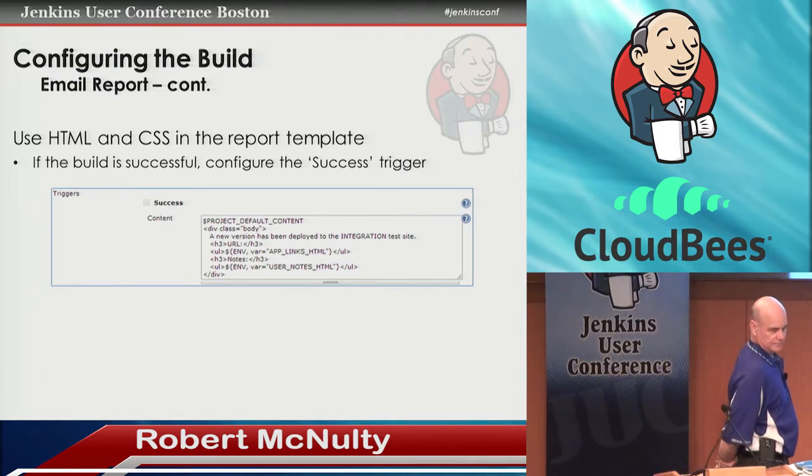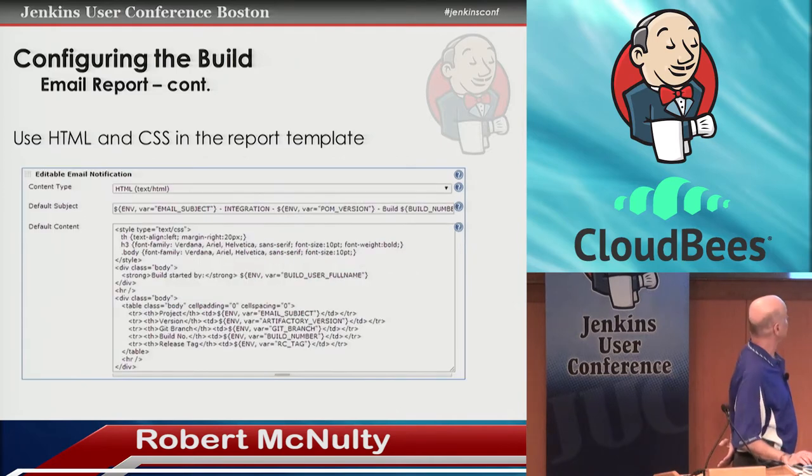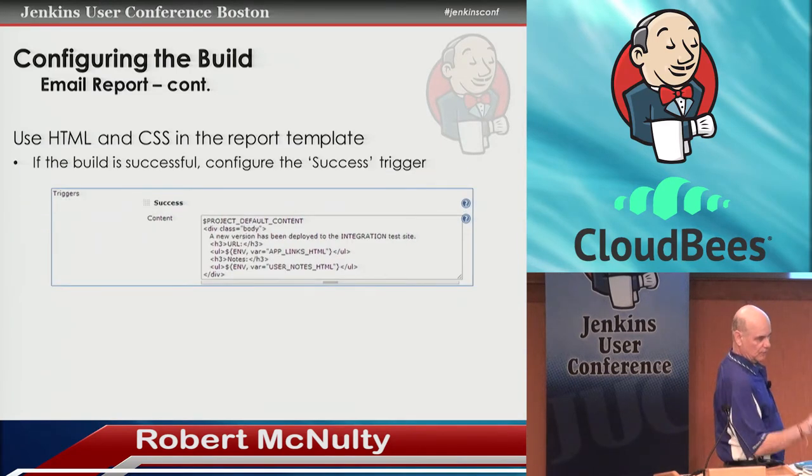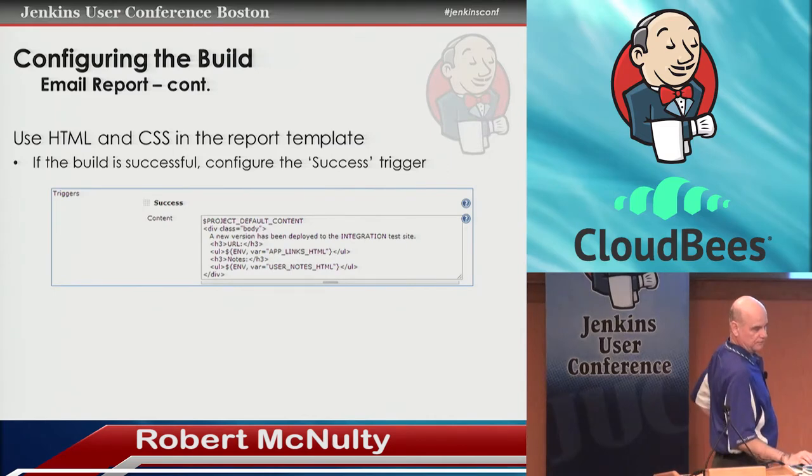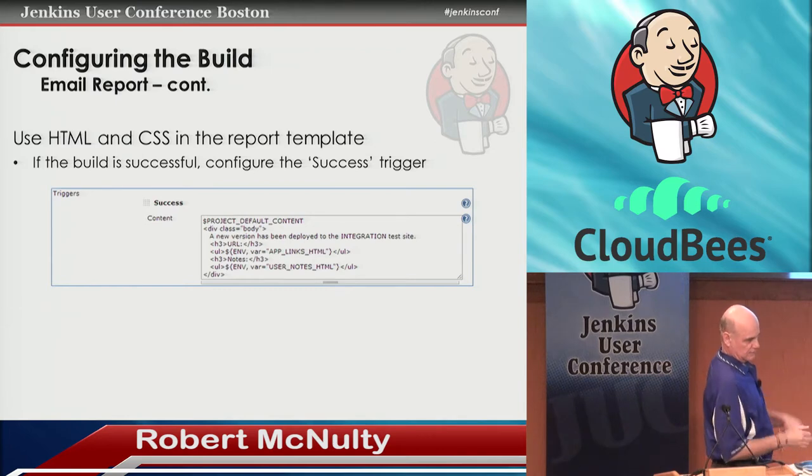This is the success block. So here's your default block. If the build is a success, this will be appended at the bottom of that template. And this is just going to contain the URL to the deployed artifact, the user notes if they exist, or the list of user notes from all previous builds, and then any other information. We have quite a significant selection on some of ours.